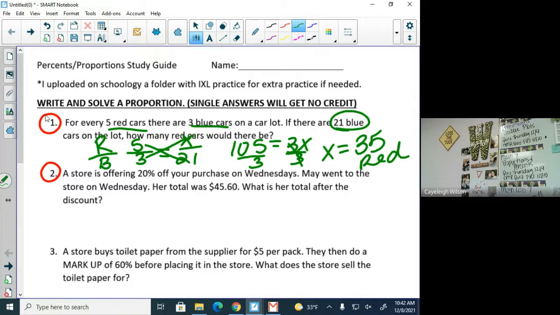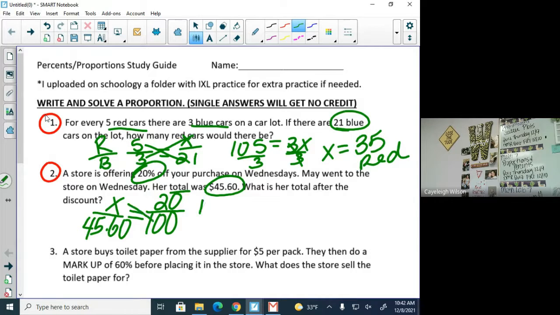All right, number 2. A store is offering 20% off your purchase on Wednesdays. May went to the store on Wednesday. Her total was $45.60. What is her total after the discount? I know the percent goes on top of the 100 because it's percent. Now, is $45.60 the whole bill they gave her? Yes, so that is the whole. Remember, a bill, an original price, is the whole, and I'm finding the discount, the 20% off.